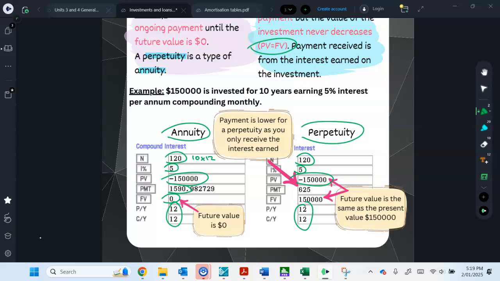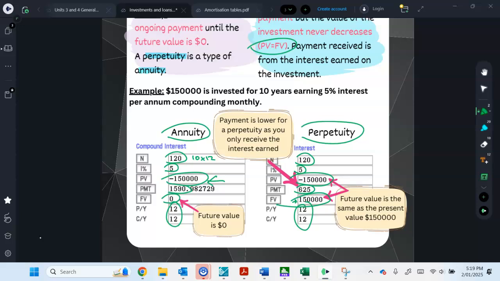Now, looking here, our future value and our present value are the same. It's positive here only because that's coming back to you. So if you ever wanted it, it is yours. It can come back to you as positive. But your payment is less, and it's less because you only receive the interest. I hope that makes sense. You're only receiving the interest. You're not taking anything from what you invested.